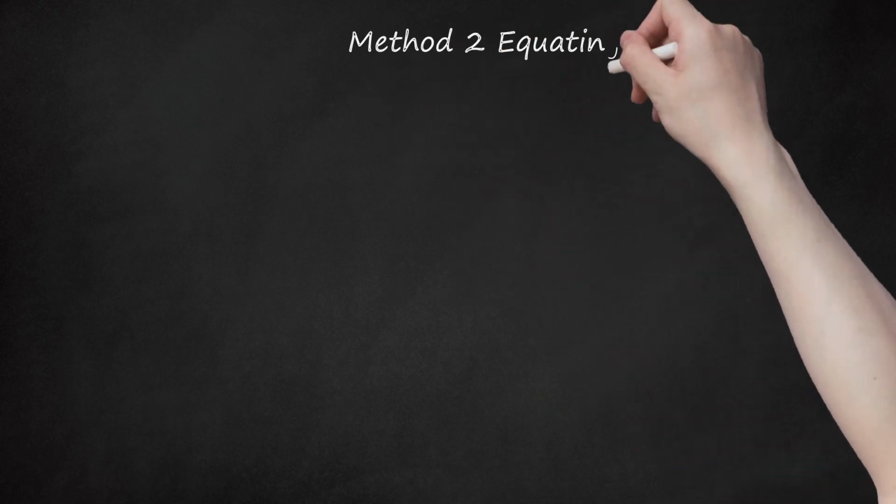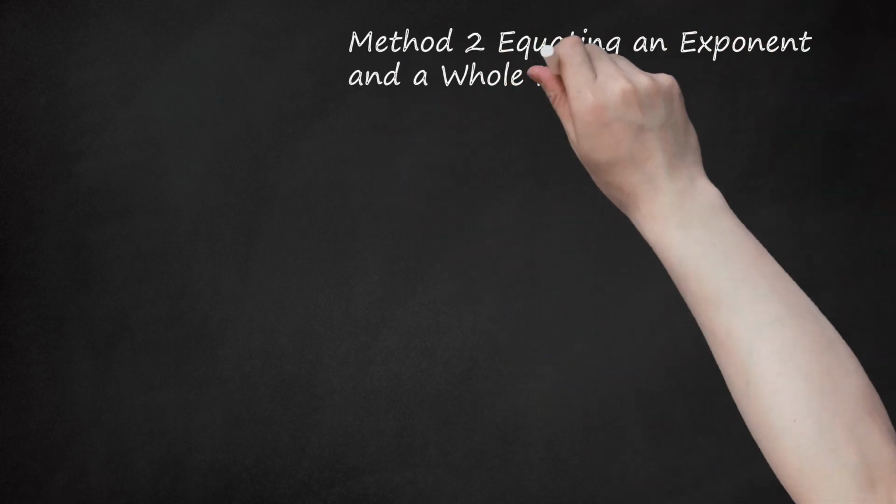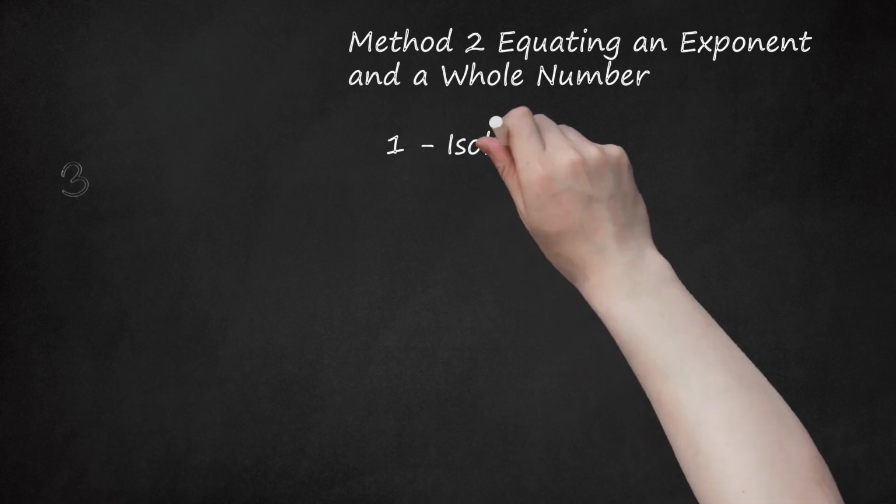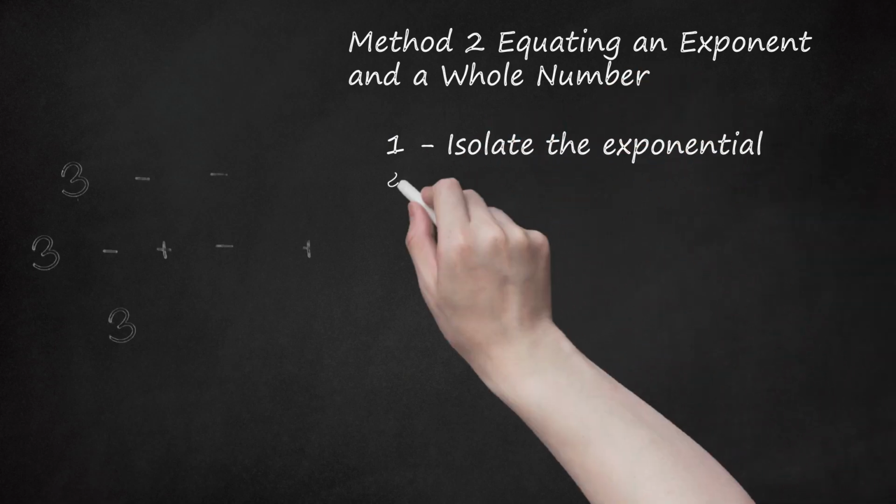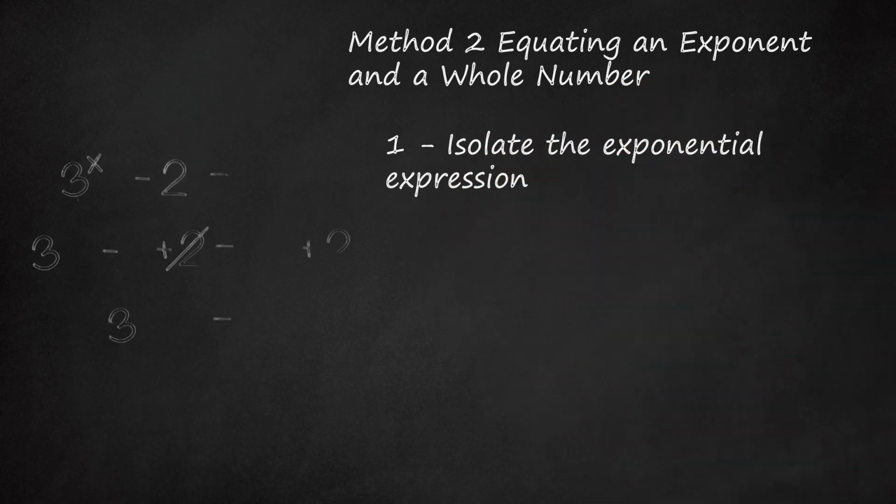Method 2: Equating an exponent and a whole number. 1. Isolate the exponential expression. Make sure that there is an exponential expression on one side of the equation, and a whole number on the other side. If not, you need to rework the equation so that the exponent is alone on one side.